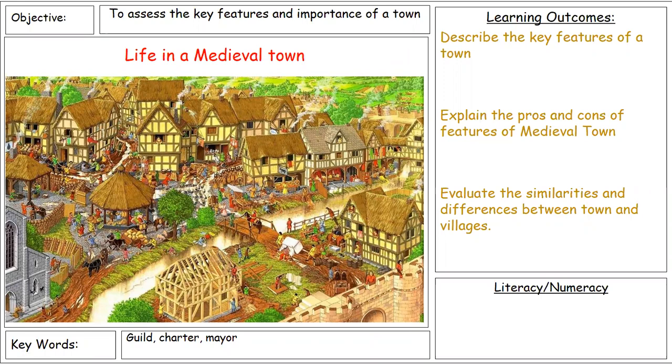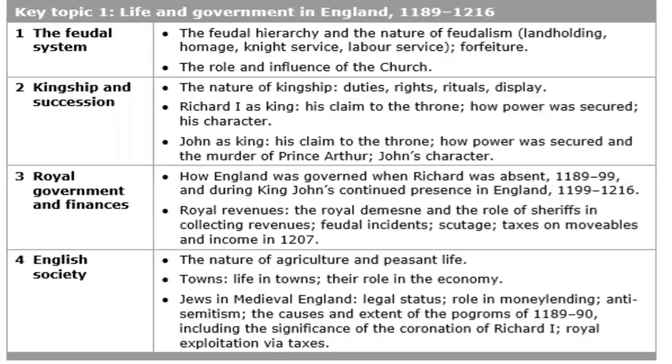What we need to understand with this lesson is what the key features of towns were, explaining the pros and cons, the positives and negatives. We need to look at why the towns were so important to the medieval monarch, but then also look at the similarities and differences between towns and villages.